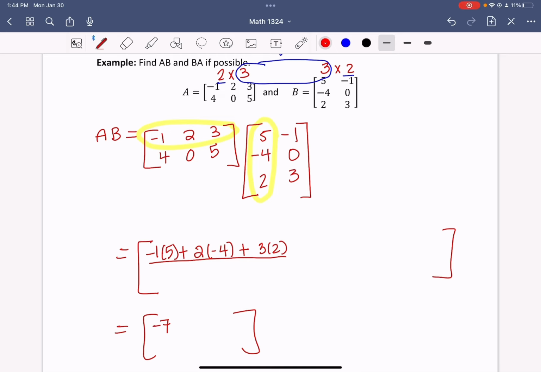Then you move on and you say, okay, well now I want to do this top row times the second column.